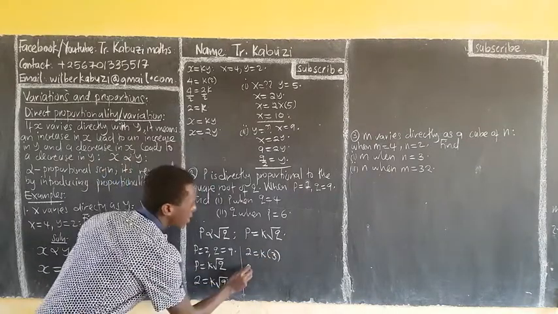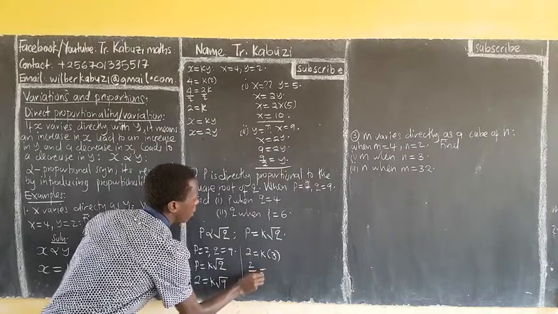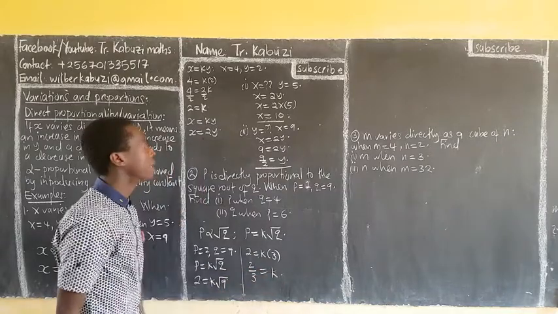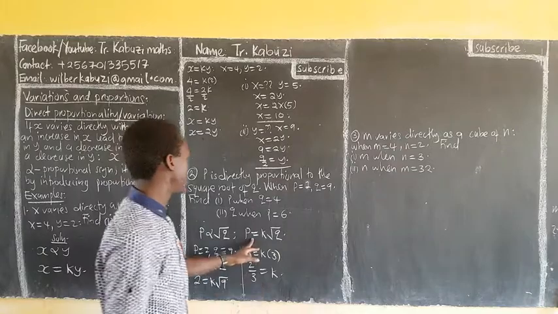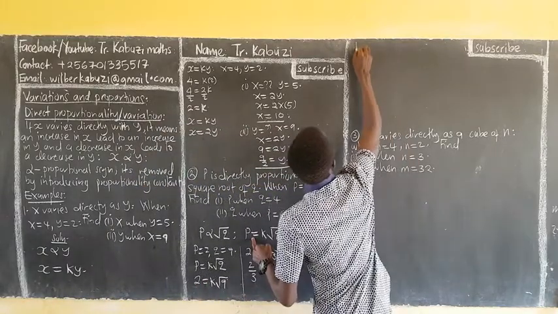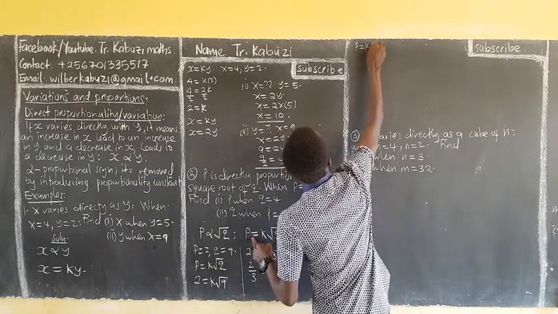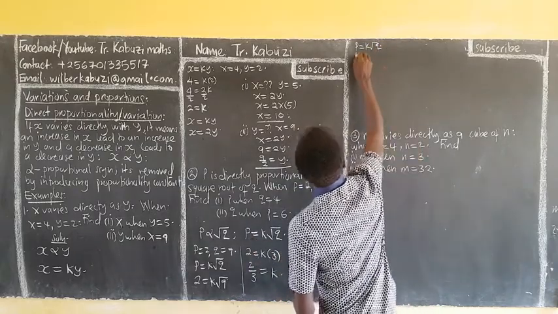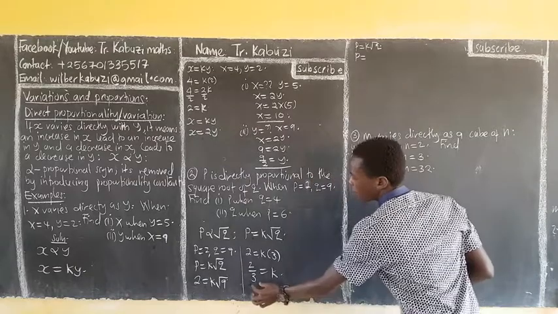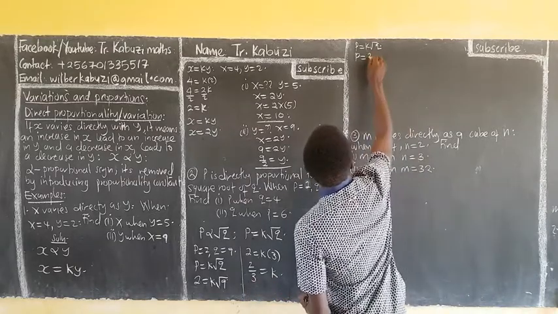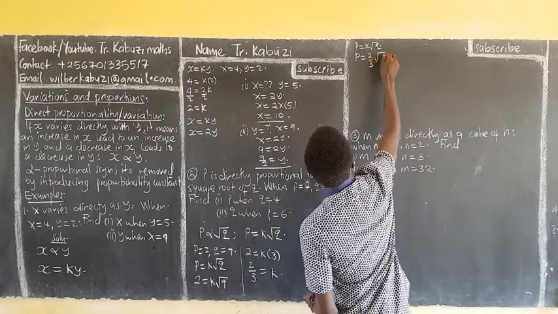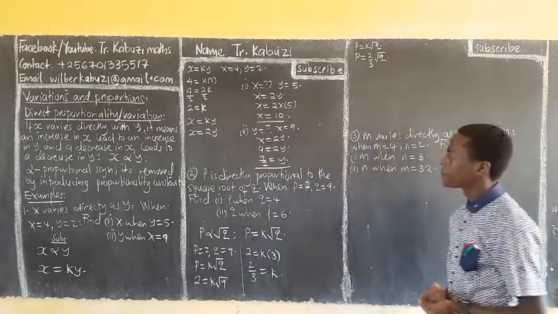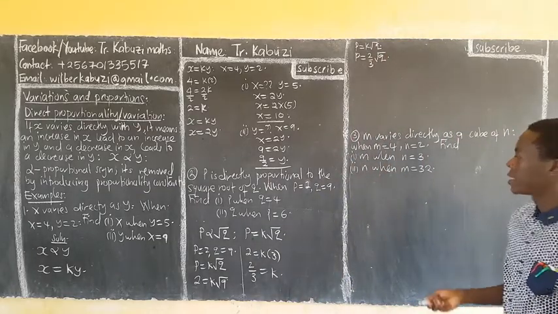And from here, you see that divide through by 3, you have your k there. So after getting your k, you write this statement again. From your p equaling k root q, it means that now my p will be the value of k, 2 over 3, then root q. Now after doing that, we start answering the question.